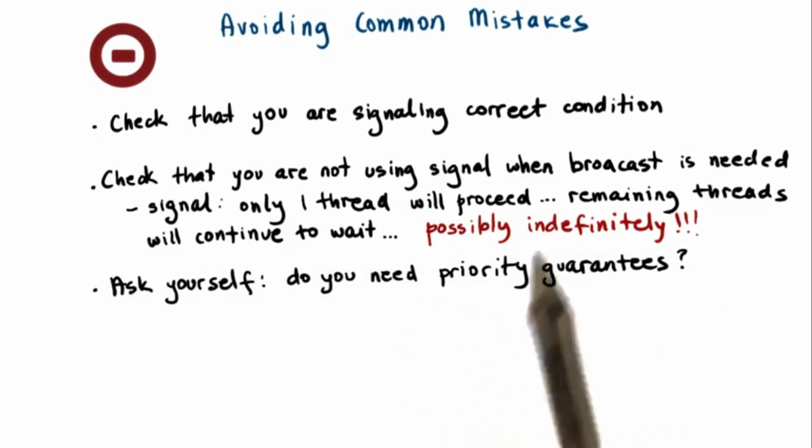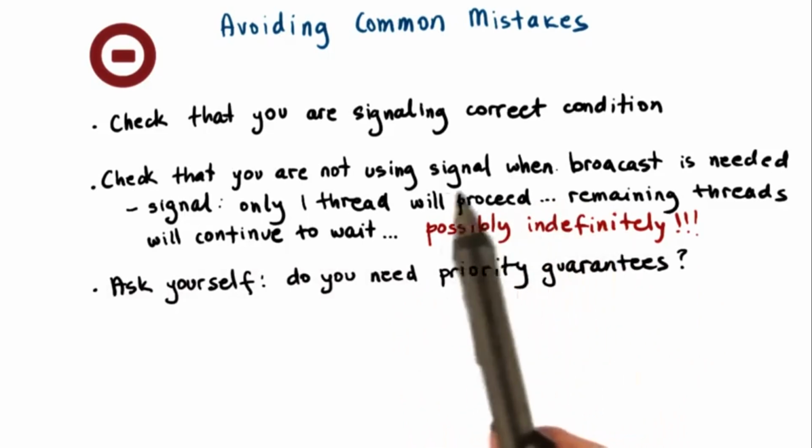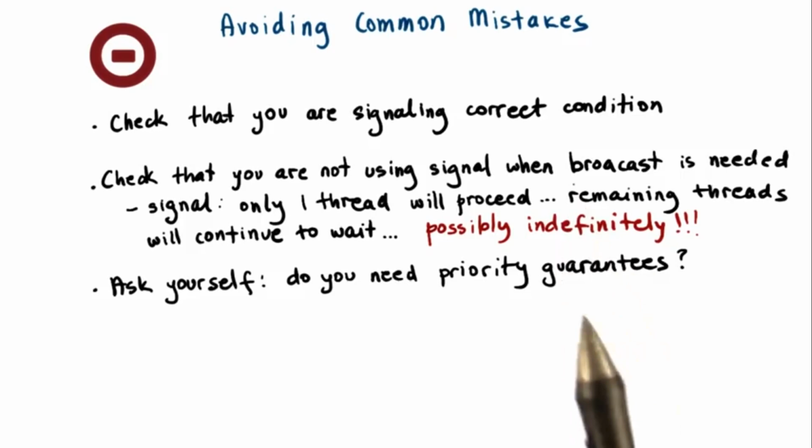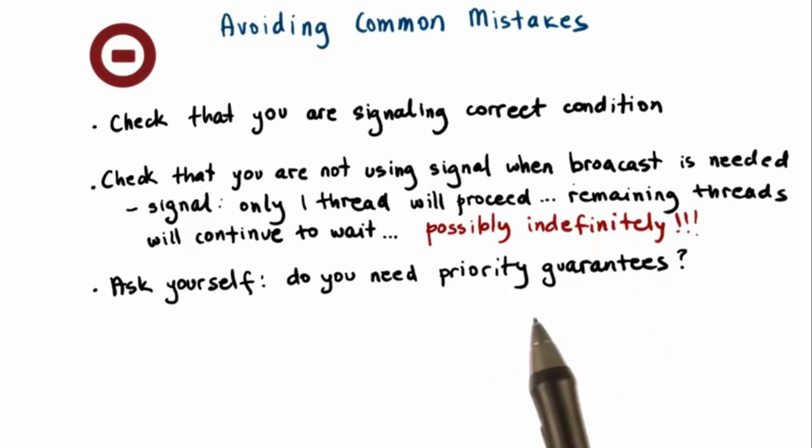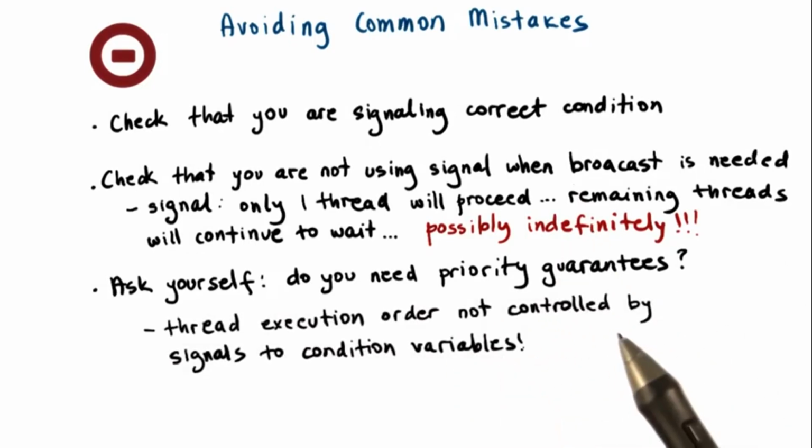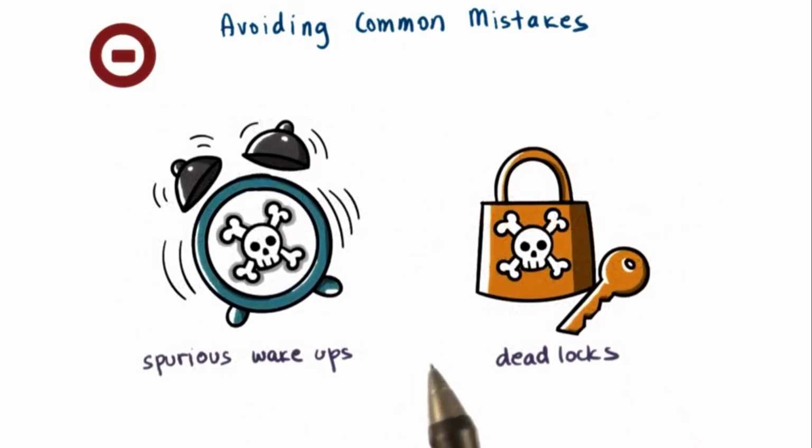You also have to remember that the use of signal or broadcast, or rather the ordering of signal or broadcast, doesn't do anything about making any kind of priority guarantees as far as which one of the threads will execute next. As we explained in the previous example, the execution of the threads is not directly controlled by the order in which we issue signals to condition variables. Two other common pitfalls, spurious wake-ups and deadlocks, deserve special attention, and we will discuss these two in more detail next.